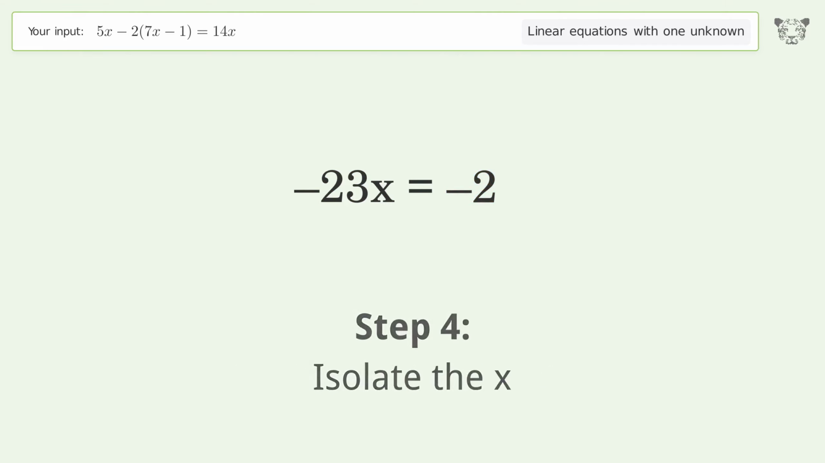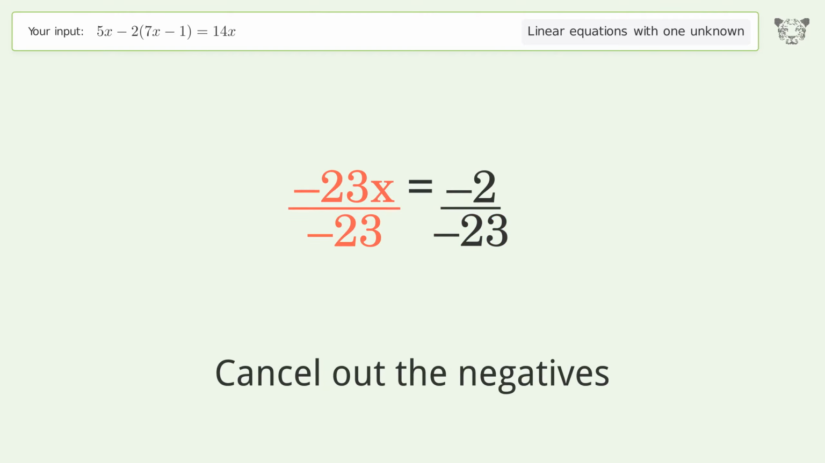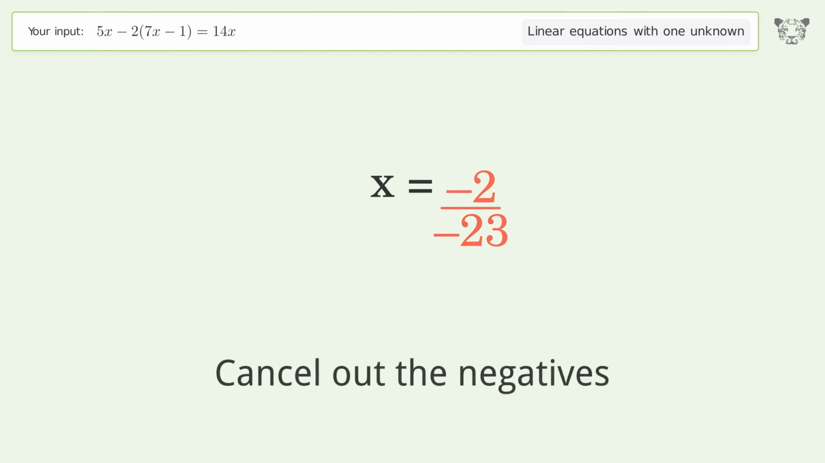Isolate the x. Divide both sides by -23. Cancel out the negatives. Simplify the fraction. Cancel out the negatives.